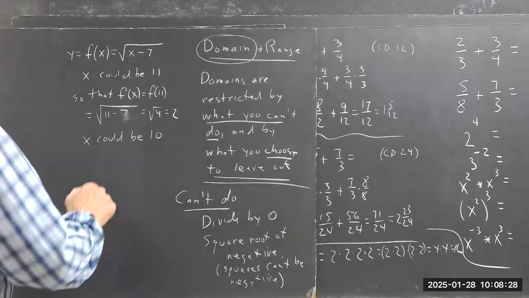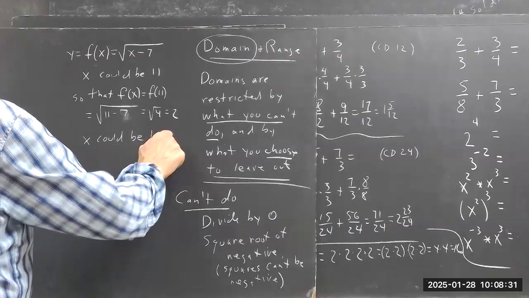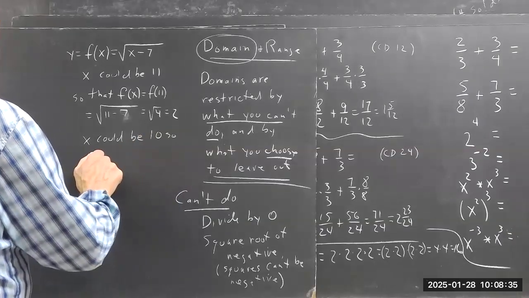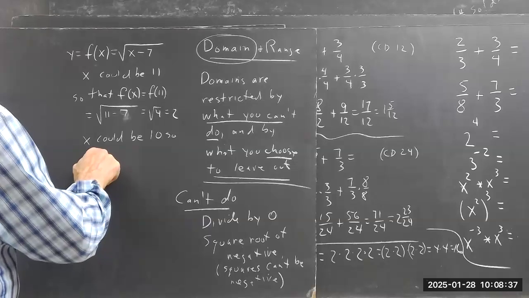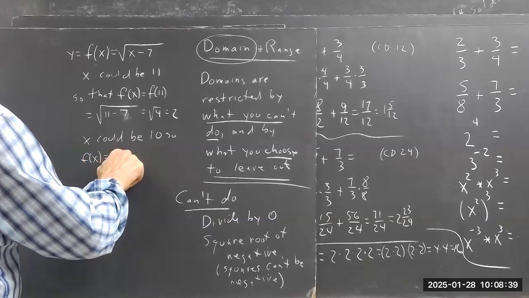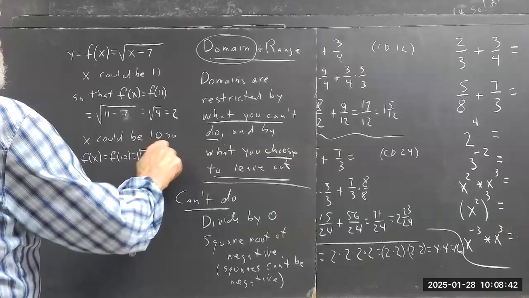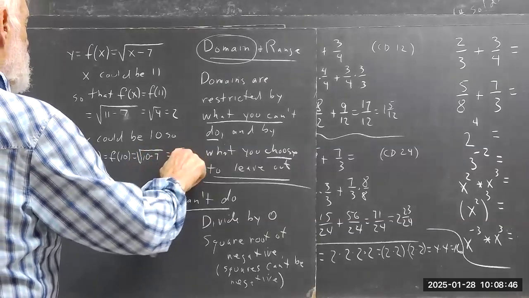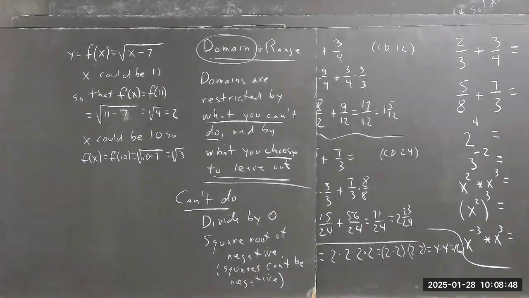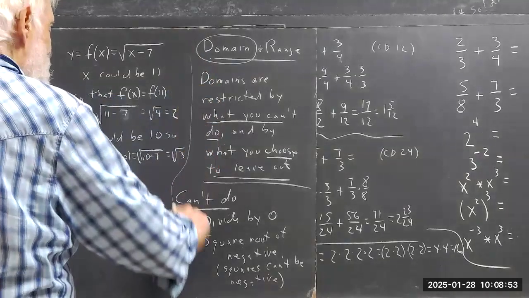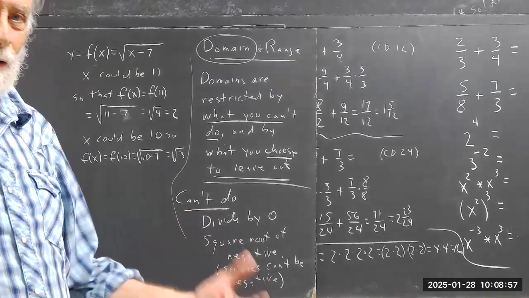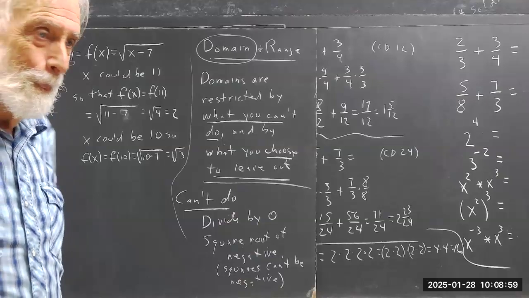X could be 10. F of x equals f of 10 equals the square root of 10 minus 7, which is the square root of 3. That's about 1.732, as everybody knows. There was a time when everybody did know that, because we didn't have calculators and we came up on it.